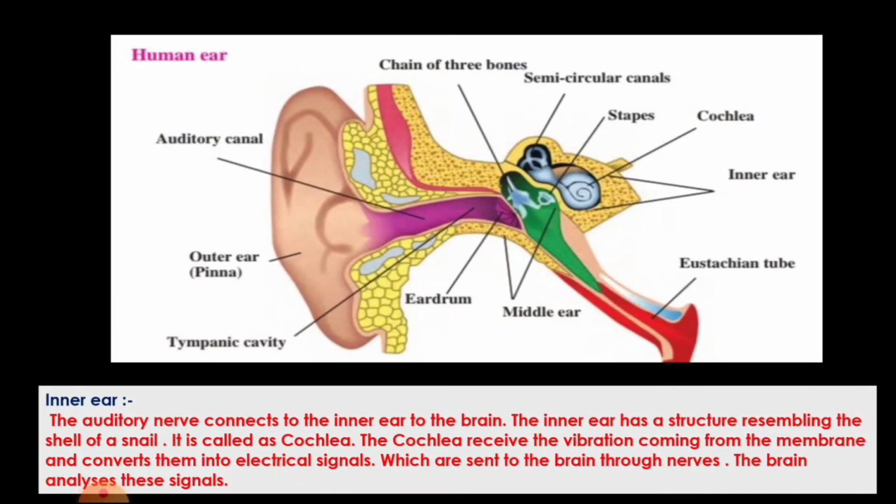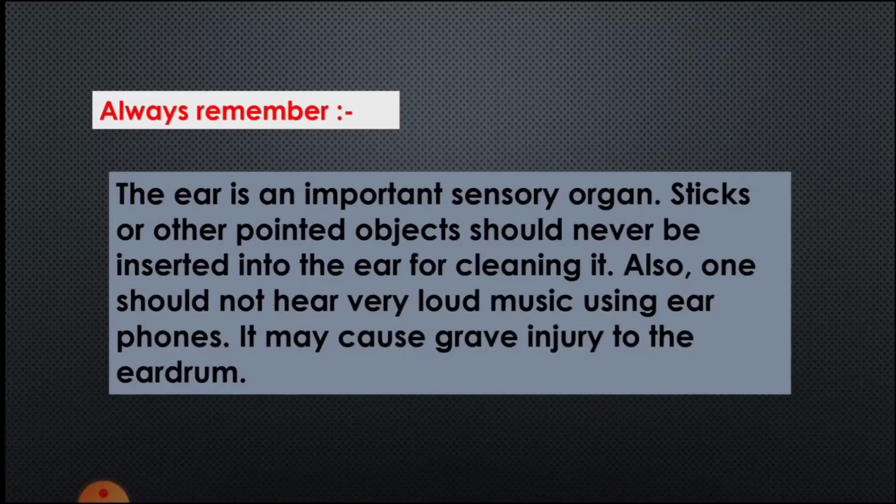Now let us study about the inner ear. The auditory nerve connects the inner ear to the brain. The inner ear has a structure resembling the shell of a snail. You can see this in the diagram, which is known as the cochlea. The cochlea receives the vibrations coming from the membrane and converts them into electrical signals, which are sent to the brain through nerves. And the brain then analyzes the signals. This is how the human ear works, and we hear the different sounds.